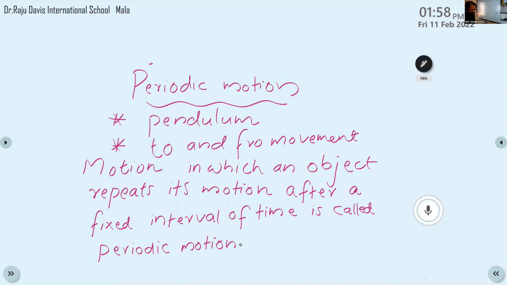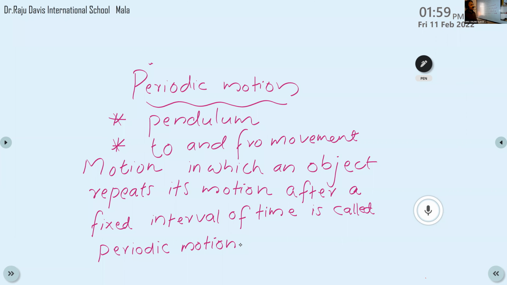Here in this case, after doing this activity, we understood that there is a to and fro movement of the stone. That means the stone moves from one side to another side. Such a type of movement is known as periodic motion. So how can we explain periodic motion? Motion in which an object repeats its motion after a fixed interval of time is called a periodic motion.